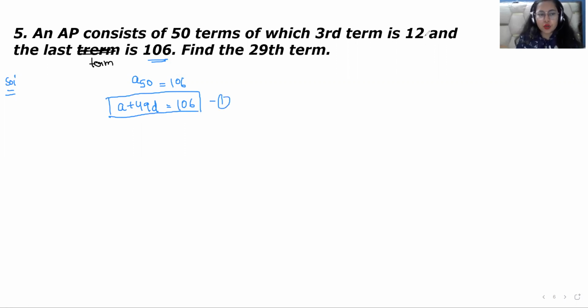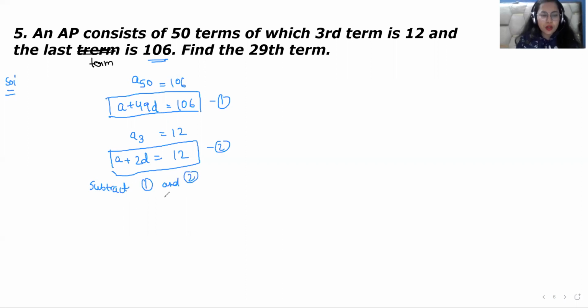Now the third term is 12. Third term means A3 is 12. How can we write it? A plus 2D equals 12. This is our equation 2. So we'll do the same thing. We'll do the subtraction. Subtract 1 and 2.